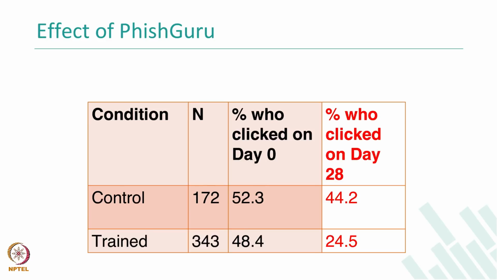Percentage who clicked on day 0 just shows the percentage of people who clicked on the link that was sent on day 0. Then percentage who clicked on day 28. If you look at the percentages, control is 52 and 44, and for the trained, it is 48 and 24. All the statistics are already written up in published papers. We will not get into the gory details of the statistics, but I'll tell you the story. In control, 52 versus 44, there's no statistically significant difference, whereas in the trained, 48 versus 24, there is a statistically significant difference, and therefore you can argue that the training had some effect on people not clicking on links on day 28.